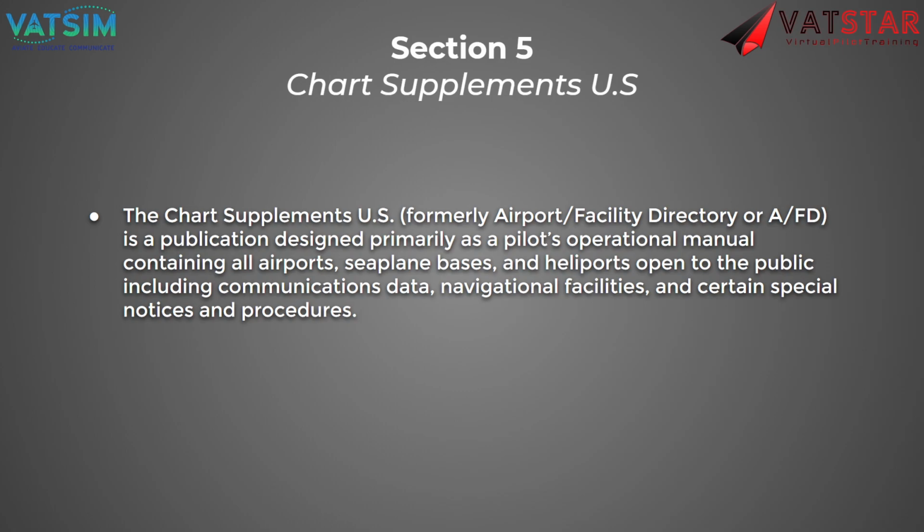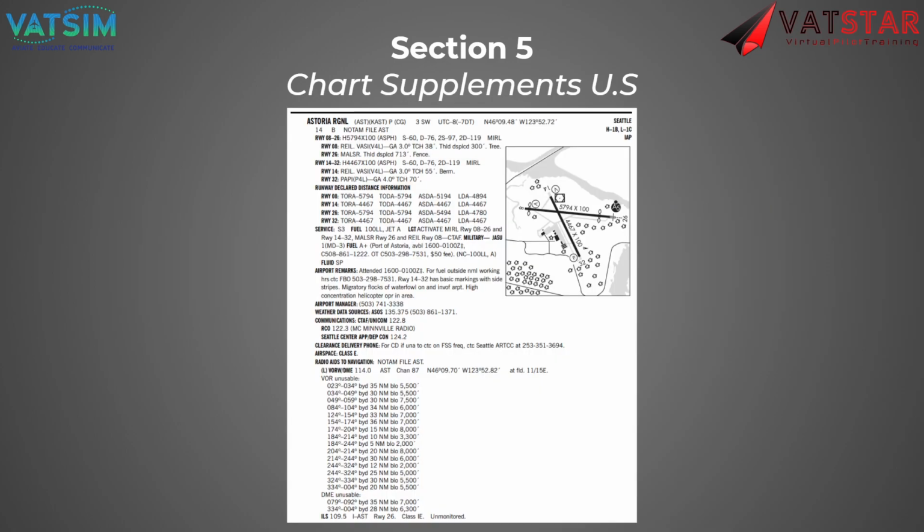So, VATSTAR typically uses Astoria, Kilo Alpha Sierra Tango, as its airport for most of its training. So, let's look at the chart supplement for that. This is Astoria's chart supplement, and we can identify that here. At the top, we see Astoria Regional, Kilo Alpha Sierra Tango, and it's 3 southwest of the city. It gives us the time zone here, so it's UTC -8, -7 during daylight time. It gives us the airport coordinates, and it gives us a lot of other information.